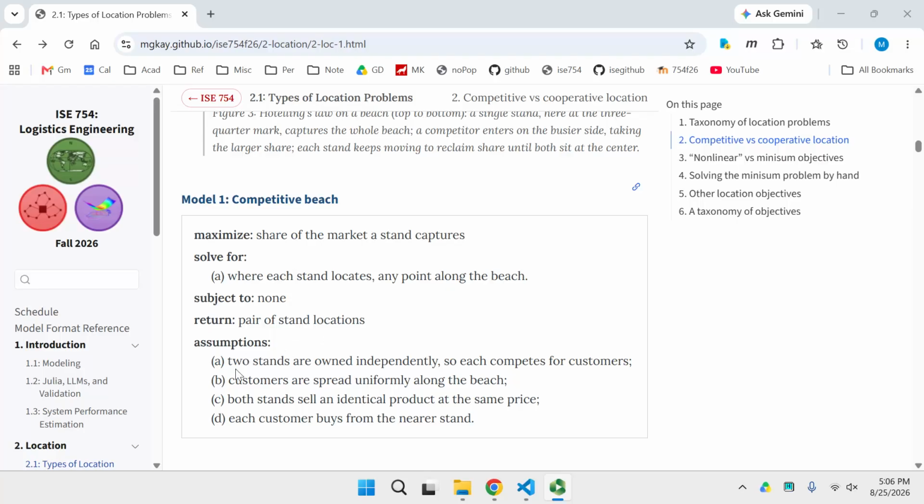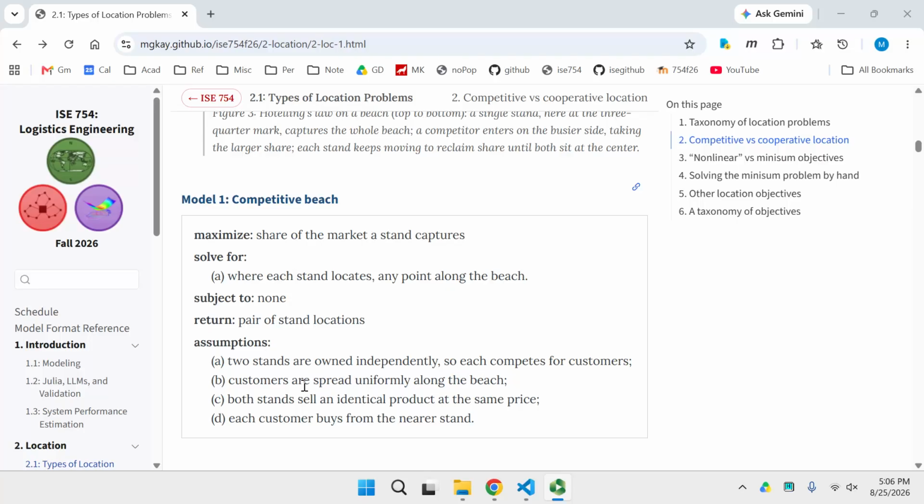And for this problem, these are the four different assumptions. Again, the setup for the problem makes it so that these are all reasonable assumptions. First, two stands are owned independently, so each is competing for customers.